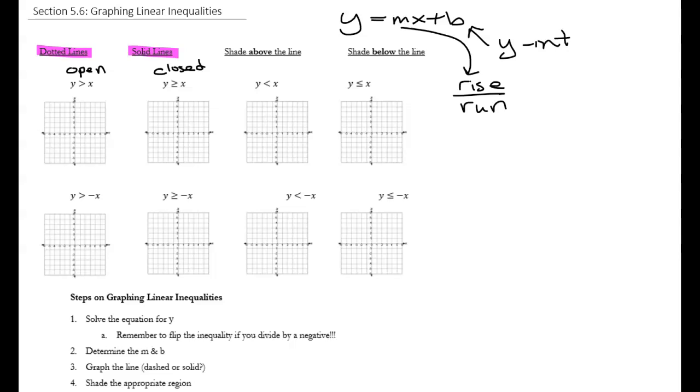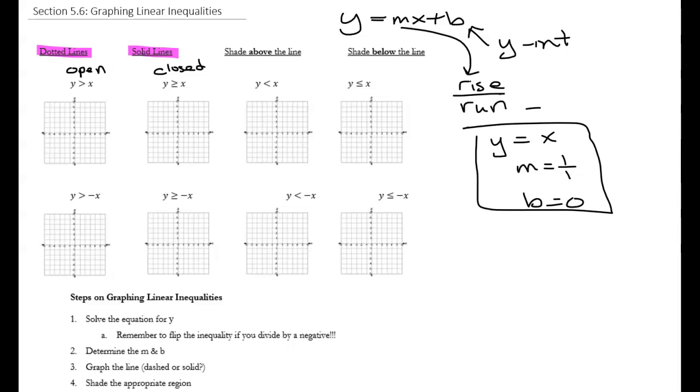Okay, so what we're going to do is this equation, all of these equations are y equals x. So for all of them, the slope is 1 over 1 and the b is 0. So they're all the exact same line, or at least the top ones are. But it's the shading and the type of line. So I'm going to start at 0, 0. And I'm going to go up 1 over 1 the best that I can.